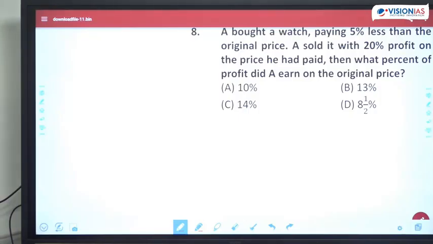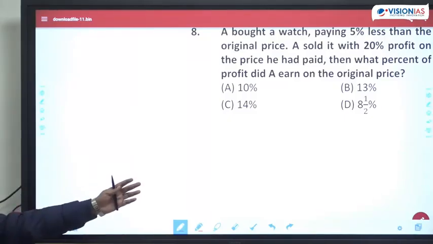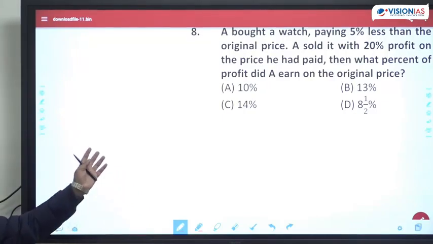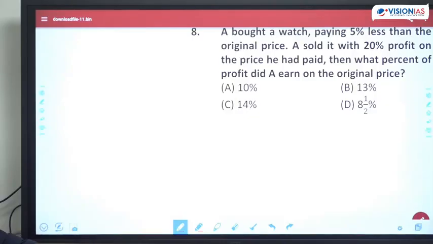Try this question. A bought a watch paying 5% less than the original price. A sold it with 20% profit on the price he had paid. Then what percent of profit did he earn on the original price? Remember the concept which I have been telling from the first class. If everything is given in percentage, the answer is also in percentage, so assume any value. But since we are doing it for ourselves, instead of X we will assume 100. And if you remember this thing, we can do anything. Do it.